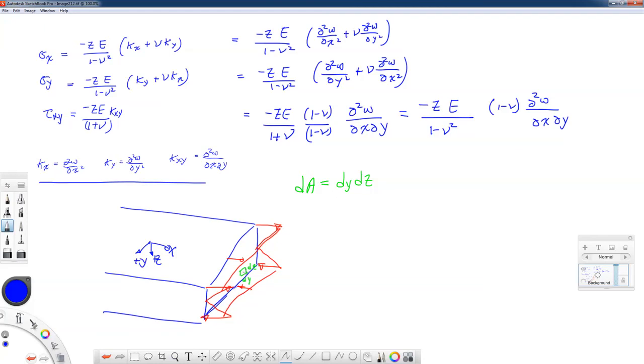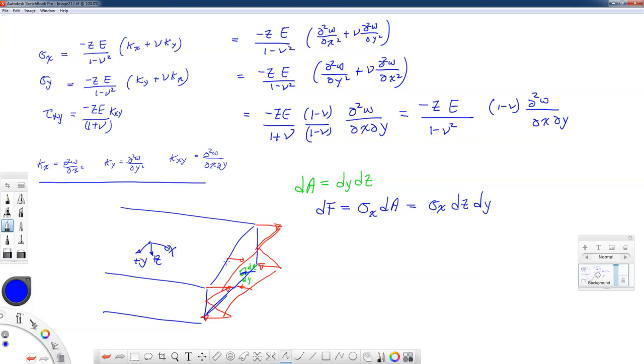Now acting on that is some stress. Alright, so my stress is pointing in the direction I drew my arrow on the bottom half of the plate for a positive moment. So I have a little bit of force that is in that spot, and that little bit of force is due to that stress, sigma x times that distance dA. Of course, that dA is, let's write it this way, dz by dy amount of distance that we have there.